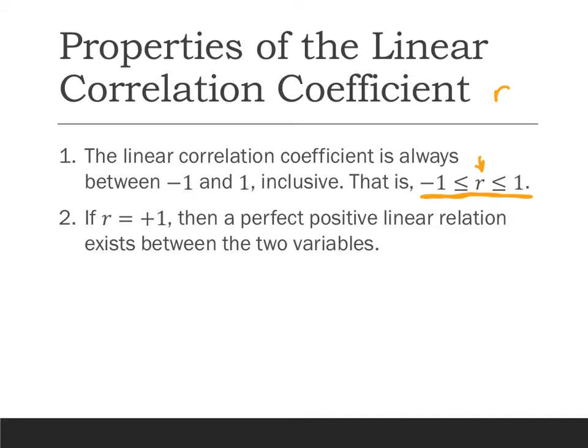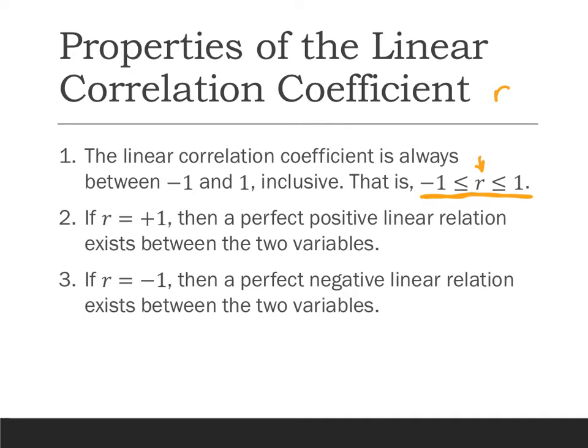Our third property is the opposite. So what if R is -1? Well, if R is -1, then a perfect negative linear relation exists between the two variables. And so this would be something where our data points would fall perfectly in a line, and the line would have a negative slope, basically. Whereas for the circumference and the diameter, as the diameter increases, circumference increases. That's a positive relationship. They both go up.